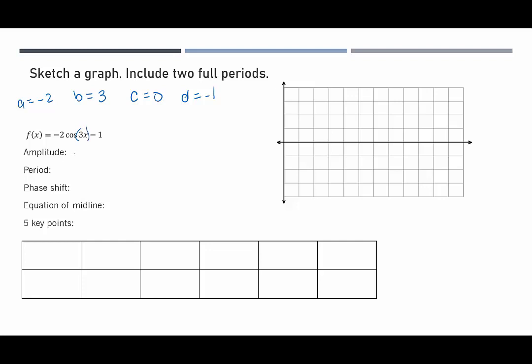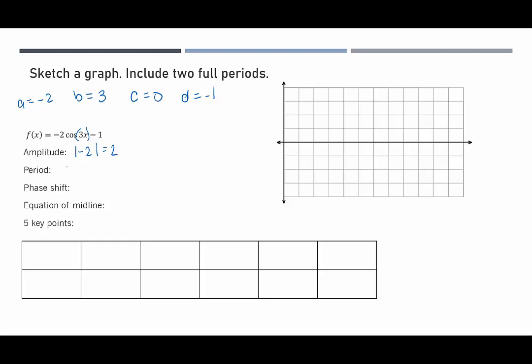Okay, the amplitude of this will be the absolute value of A, so it's going to be the absolute value of -2, which is +2. What does that negative tell us about this graph? It tells us that we're going to be starting at the bottom first, and that should be verified when we look at filling in our table.